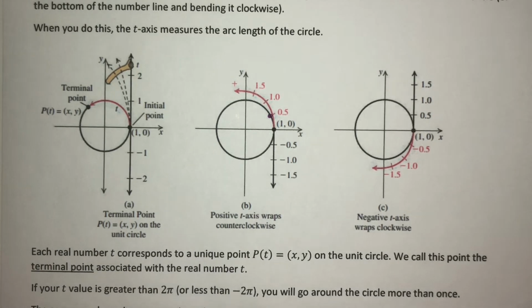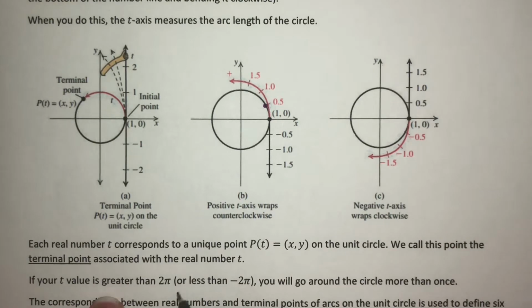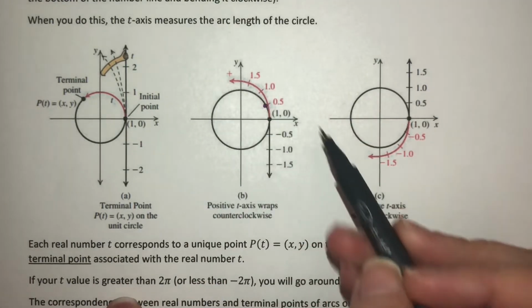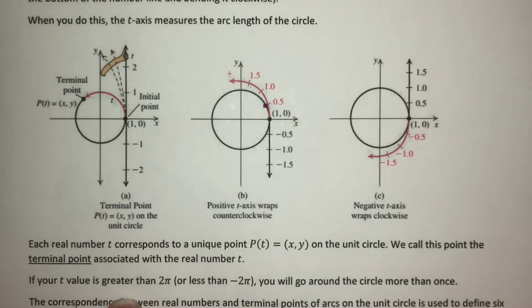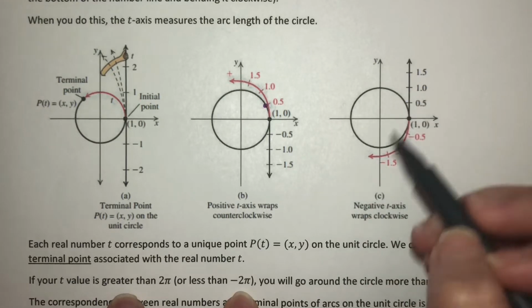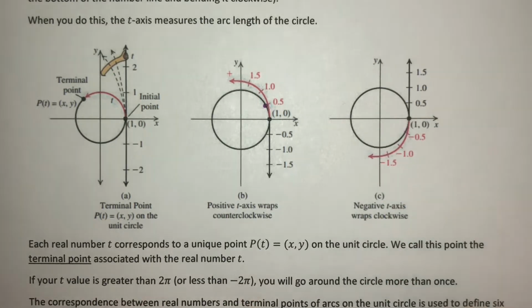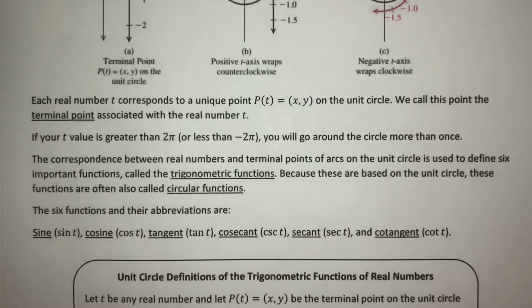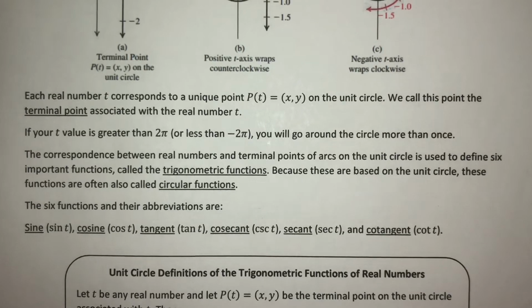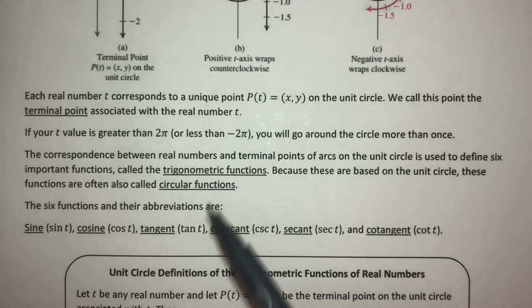Now, if our arc length is greater than 2 pi, that would mean we're going around more than once, because the distance all the way around the unit circle is only 2 pi. Or if it's less than negative 2 pi, that means we're wrapping it around more than once in this direction. What that means is that we can have a terminal point associated with more than one t value. Now, because we're going to define our trig functions in terms of the unit circle, these are often called circular functions. They are based on a circle.